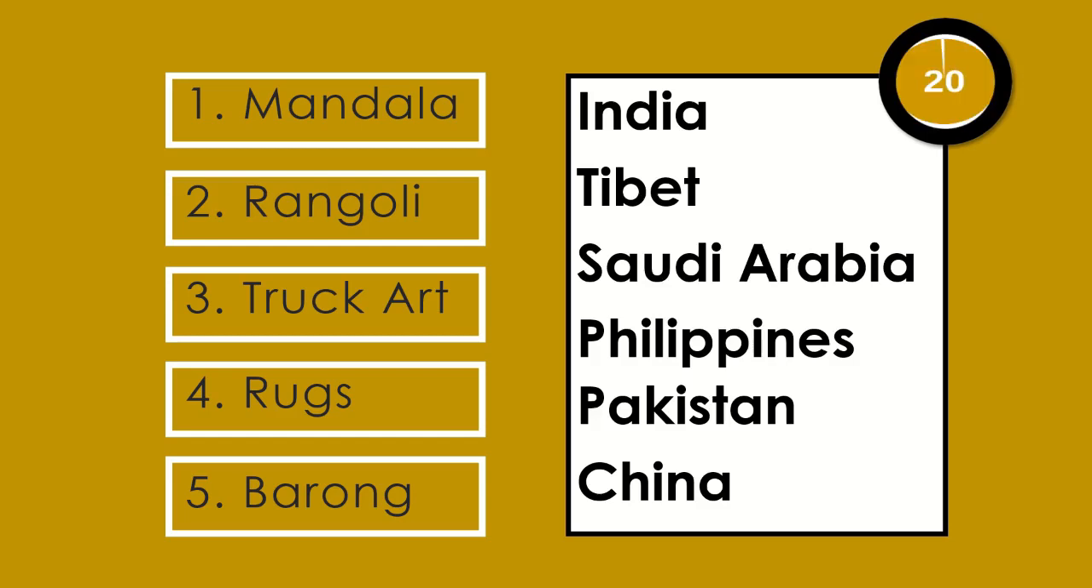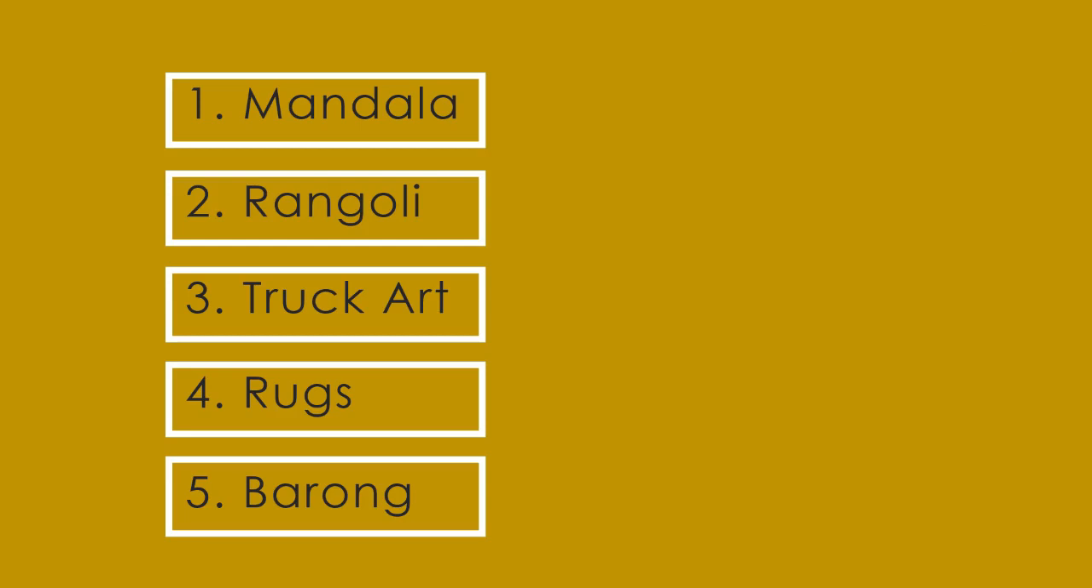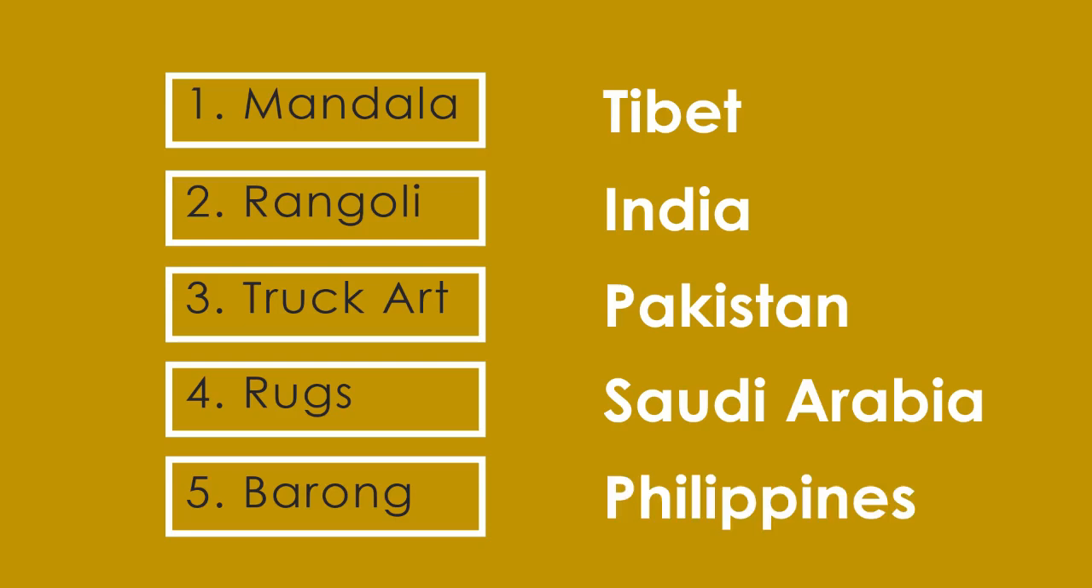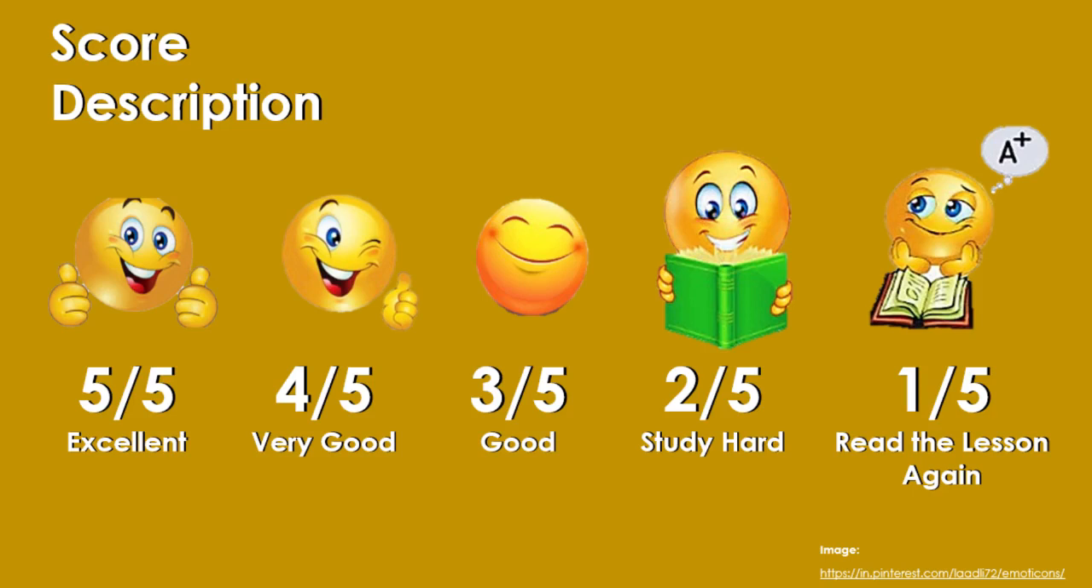Time is up. Let's check your answer. Number 1, mandala. That is correct. That is Tibet. For number 2, rangoli. What country? That is correct. That is India. How about number 3, truck art? That is Pakistan. Very good. For number 4, rugs. That is Saudi Arabia. Very good. And for number 5, barong. That is very good. That is correct. Philippines. How much score did you get? Did you get a 5, a 4, or a 3? Whatever score you got, as long as you've learned from this module, that is fine.